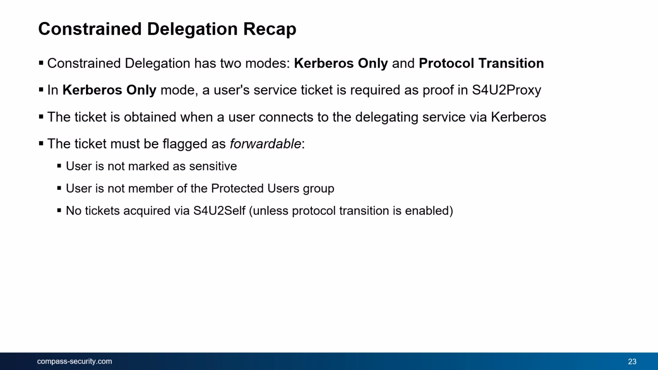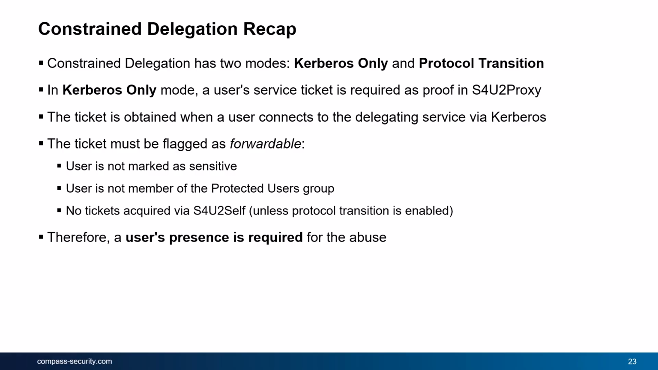That means our user must not be marked as sensitive, the user is not a member of the protected users group, and also it's not possible to use a ticket acquired via S4U2self, unless of course protocol transition is enabled. But since we are looking at Kerberos only mode, a ticket from S4U2self will result in being not forwardable. So as a consequence of all of this, that means that we can only abuse Kerberos constrained delegation in Kerberos only mode when there's actually a user there. So we need somebody to connect to our system in order to abuse and delegate their permissions to another system.